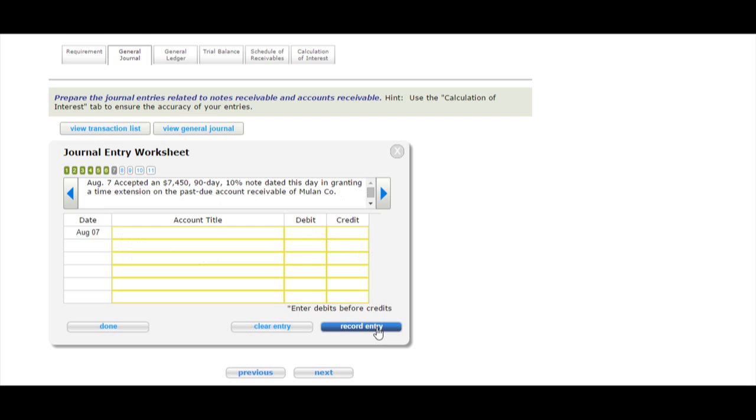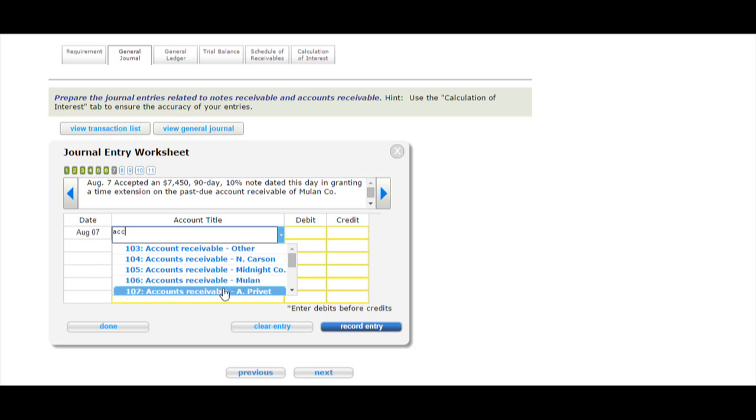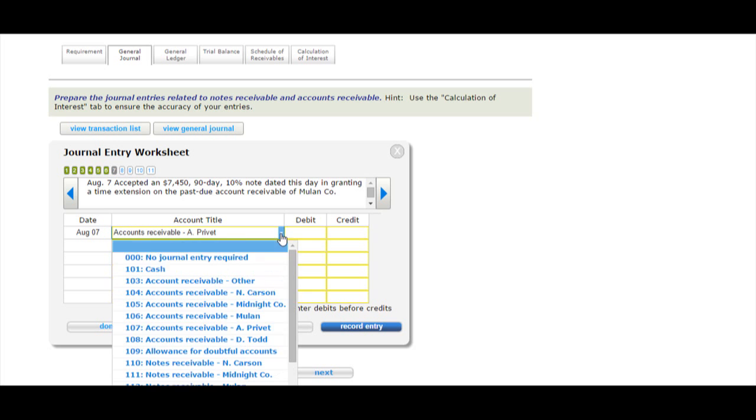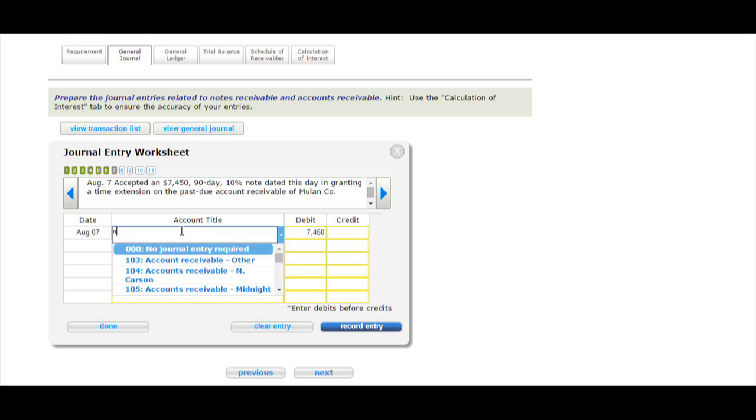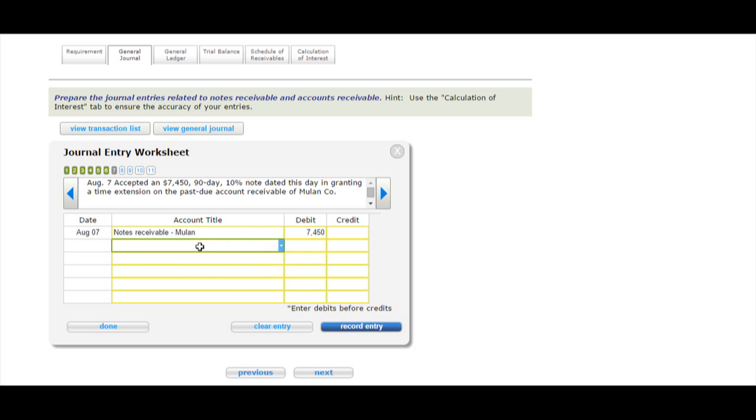On August 7th, which is Max's birthday, by the way, another note is accepted from Milan Company. Record this as you've done before. On September 3rd, another note is accepted from Noah Carson.